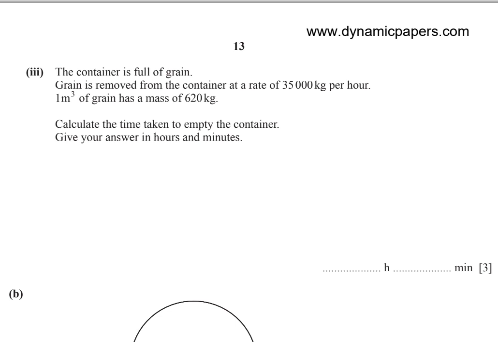The volume of the container is 88π/3 meter cube. 1 meter cube has mass 620, so multiply by 620 to find the mass of all the grain, which equals 57,135 to the nearest unit, kg. This is the mass of the grain.